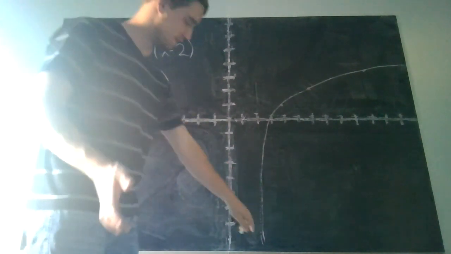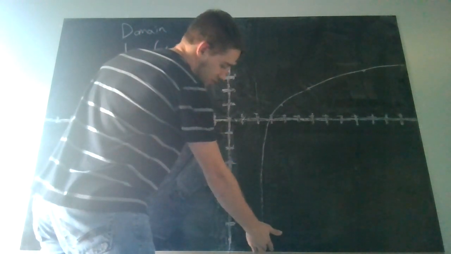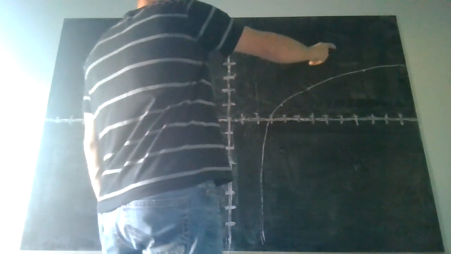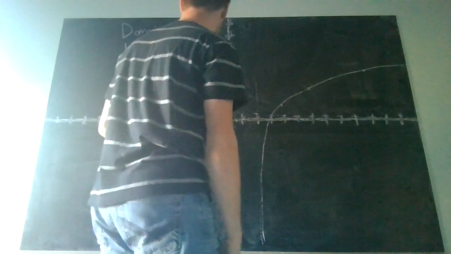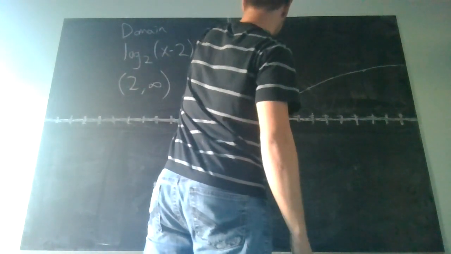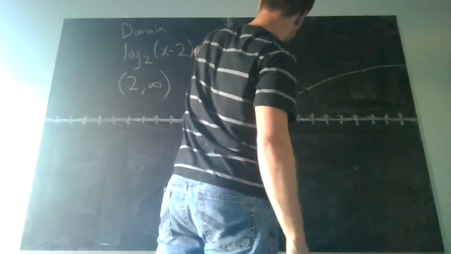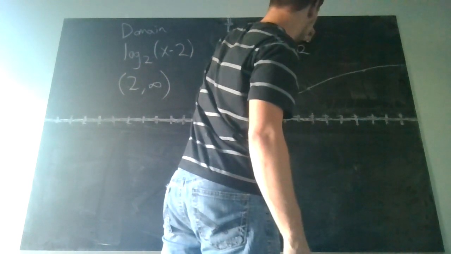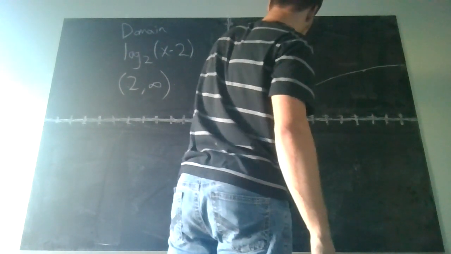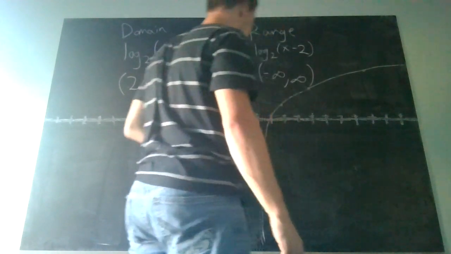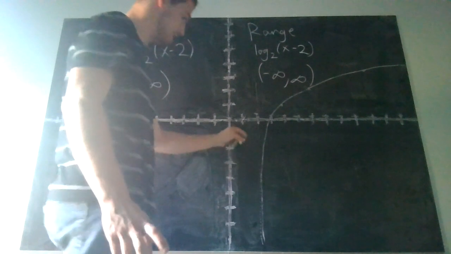And the range, on the other hand, anytime you plug in a y value, you could get back an x value for it, meaning that if you sent that all the way towards infinity, that would eventually give you an infinite y value. So the range of log base 2 of x minus 2 is negative infinity all the way up to positive infinity. And that's because you can also get as far down as you want the closer you get to x equals 2.